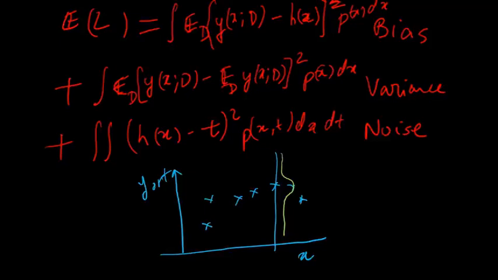Now let's look at the first term. The first term is also easy to understand. There is some true underlying value, which is h of x, the expected value of t given x. Now the closer we can come to that, the lower our bias will be, so the lower our error of estimation will be. But that error of estimation will be measured only with respect to the data that is given to us. But now we have the second term.